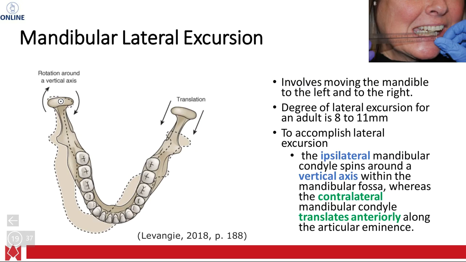So here's another visual of the lateral excursion. With lateral excursion, remember it's that distance that we're looking at there, right versus left. The average normative values for that are 8 to 11 millimeters. So it's clearly a lot less than opening is.